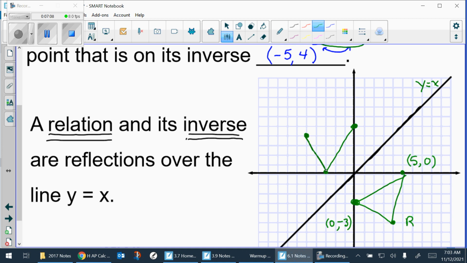Does it look as if these figures are reflections over the line y equals x? And yeah, if I folded my paper right along that line, it looks like these guys would land right on top of each other. So if I ever want to graph a figure and its inverse, just plot those important points and then reverse the x and the y and plot those points, and you've got the inverse.